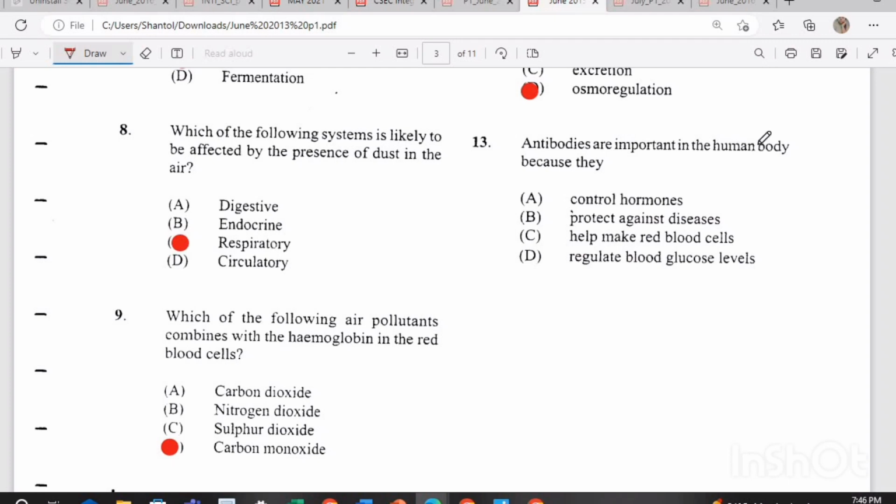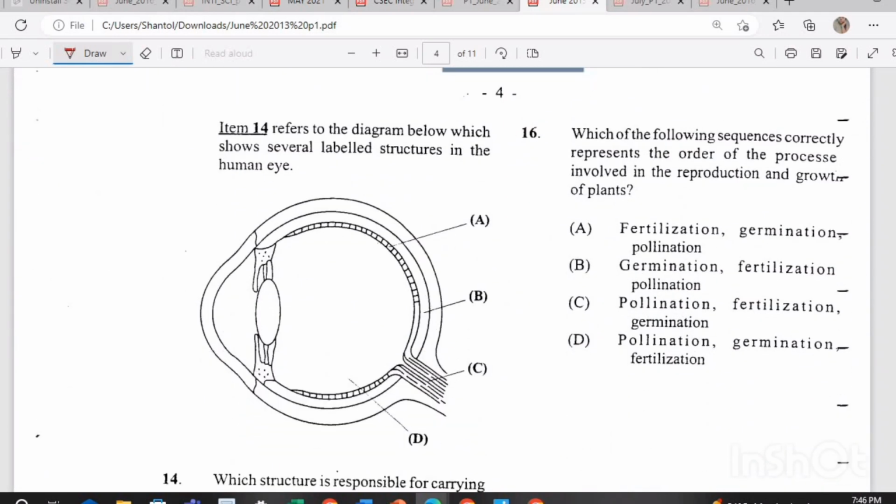Question 13. Antibodies are important in the human body because they, A, control hormones, B, protect against diseases, C, help make red blood cells, or D, regulate blood glucose levels. The answer is B, protect against diseases. Antibodies are made by your white blood cells.